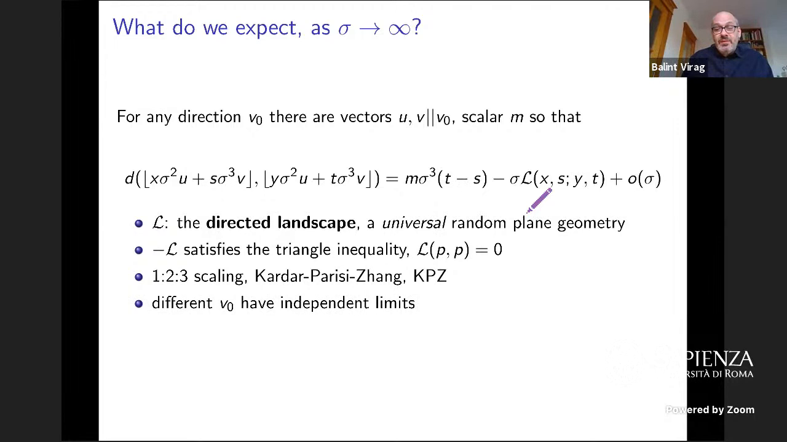One more thing is if you go into different directions v0, we don't really expect these metrics to interact too much, so you should get independent limits. In this geometry, if you look at this very simple kind, you always get this kind of limit, which is only along one long line. And what I'm going to talk about is the introduction to this random metric L, which we call the directed landscape.